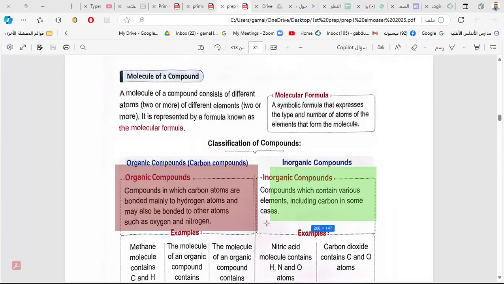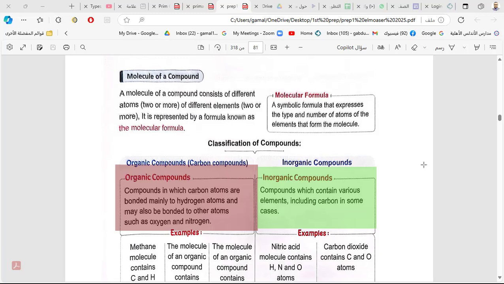Organic compound and inorganic compound. Okay, what is the difference? The organic compounds are called the carbon compounds. This means they must have carbon atoms bonded mainly to hydrogen atoms and maybe bonded to oxygen atoms or nitrogen atoms. But the main atom is carbon. So why are organic compounds called carbon compounds?